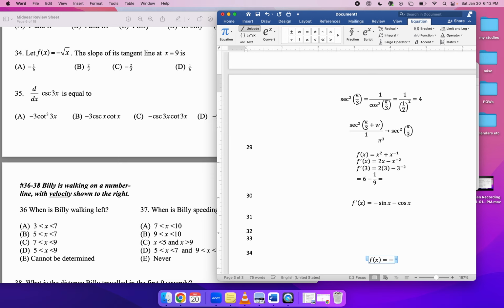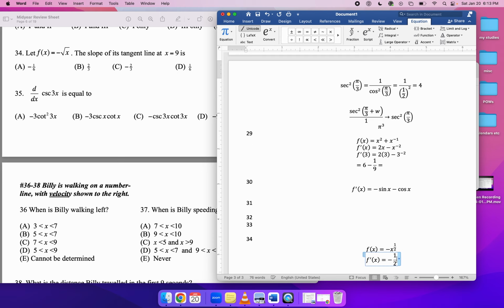So negative root x is like negative x to the 1/2. So f prime of x is equal to negative 1/2 x to the negative 1/2, which is like negative 1 over 2 root x. So if you plug 9 into that, I think you're going to get negative 1 over 2 root 9, so negative 1 over 6.